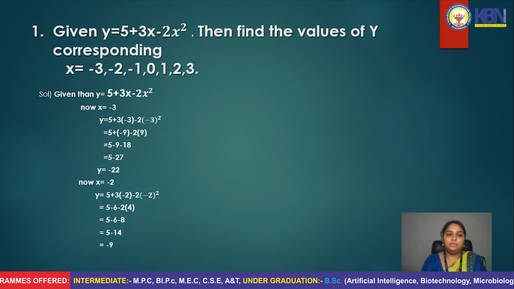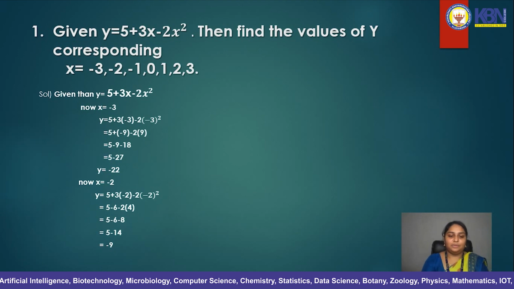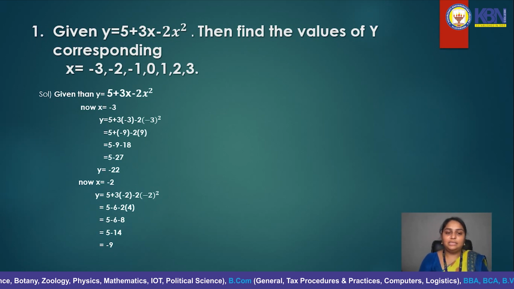In the same process we substitute x is equal to minus 2. Then we get the value y is equal to 5 plus 3 into minus 2 minus 2 into minus 2 whole square. Then we get 5 minus 6 minus 2 into 4. 3 into minus 2 means minus 6, and minus 2 whole square means 4. Then we get the result 5 minus 6 minus 8. Now we add minus 6 minus 8 and get minus 14. That means the result is 5 minus 14, which gives minus 9. So when we substitute x is equal to minus 2, we get the result minus 9.